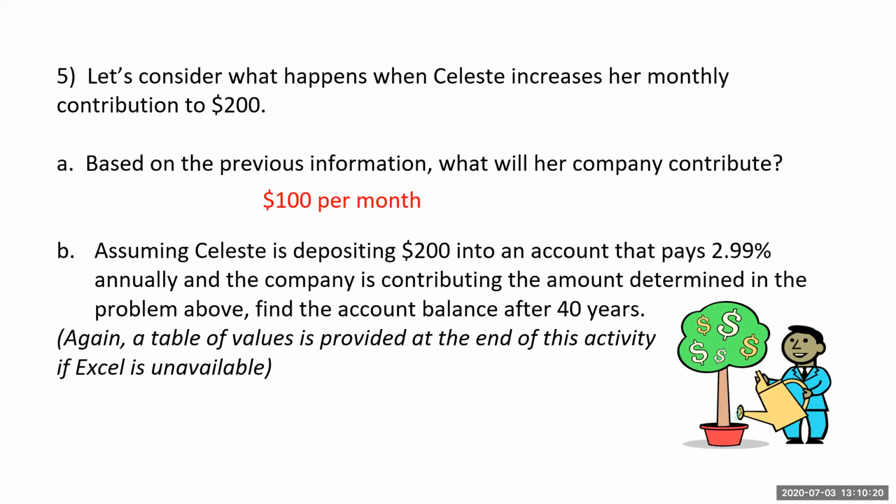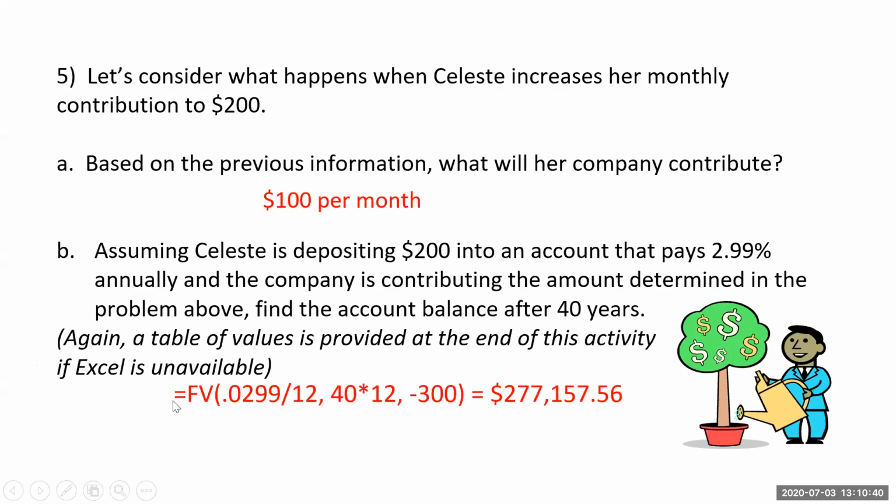Now, assuming Celeste is depositing 200 into an account that pays 2.99% annually, and the company is contributing the amount determined in the problem above, we want to find how much will be in Celeste's account at the end of the 40 years using the FV function. Okay, so equal sign FV parentheses, the rate must be changed to a decimal, that's the rate. Now you divide that by 12 to get the monthly rate, and then you introduce a comma, 40 by 12. We are doing 40 because 40 years times the number of months in a year, right? And that gives you the total number of deposits that will go into the account.